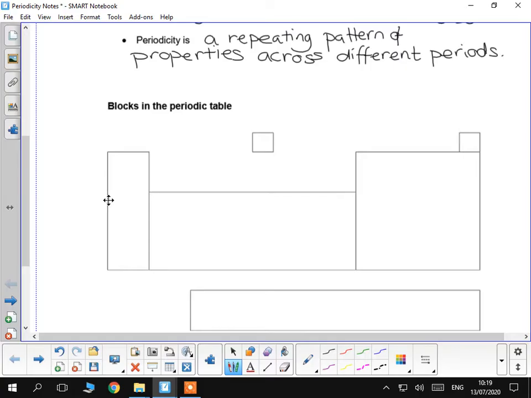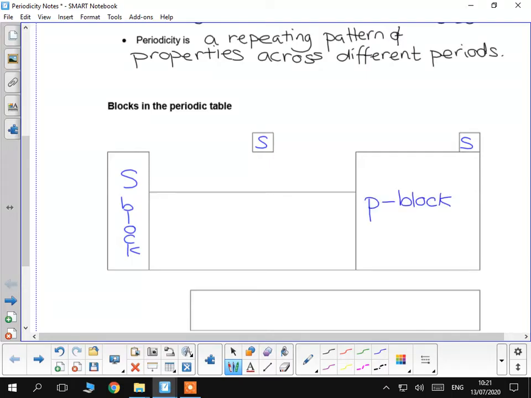The periodic table can also be split into several blocks. The blocks depend on the outer electrons. So the ones on the left are the S block because they are filling the S outer electrons. Hydrogen and helium are also S block as they are 1s1 and 1s2, so only have S outer electrons. The ones on the right are filling P orbitals, so they are the P block.